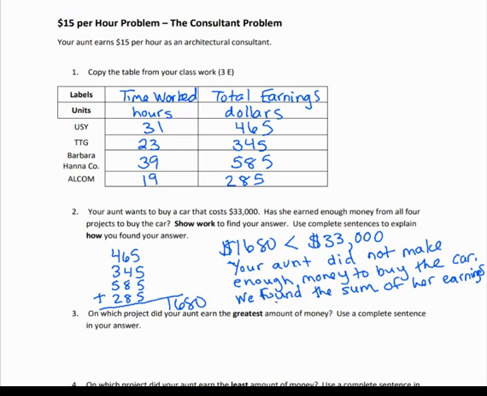We found the sum of her earnings and determined it was less than, I'm running out of room here, sorry, less than the price of the car. So she still would need $31,320. We would subtract to figure that out. And exactly. She's got to work for probably a couple more years. Does that make sense, everybody? Okay.